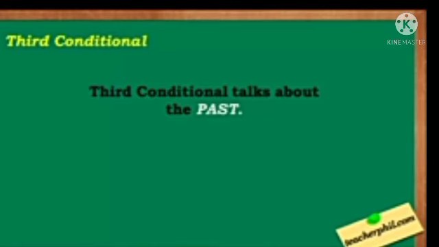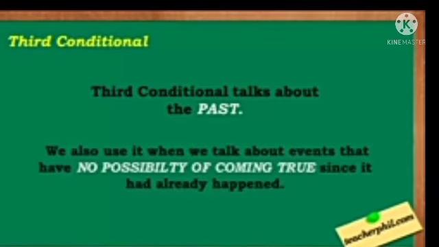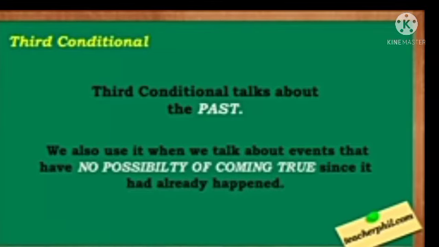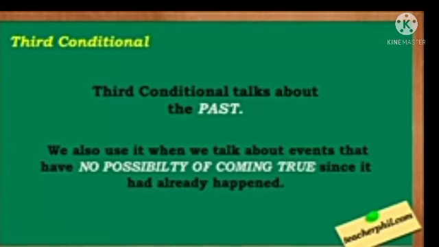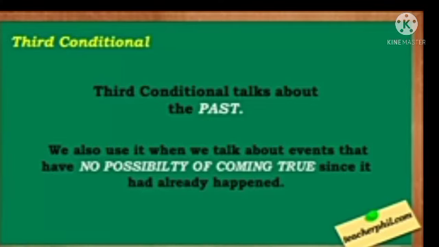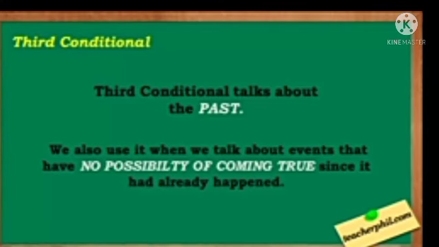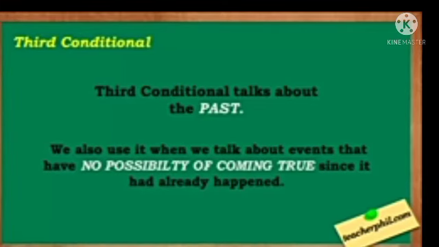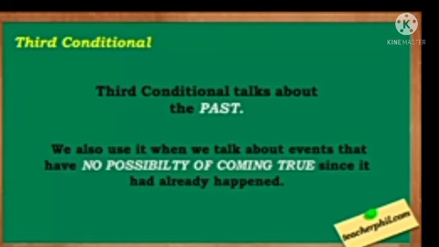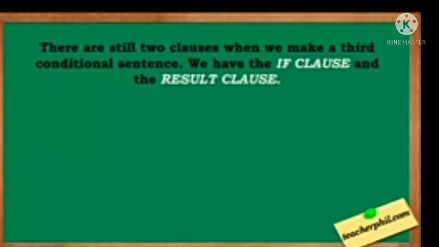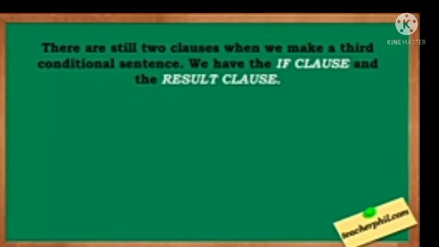It is used to express a condition that was not fulfilled in the past. The condition cannot be fulfilled because the main clause refers to an action that has already occurred. So the third conditional is used for actions that are impossible to happen. And here the form is if plus past perfect plus would, should, could, might have.